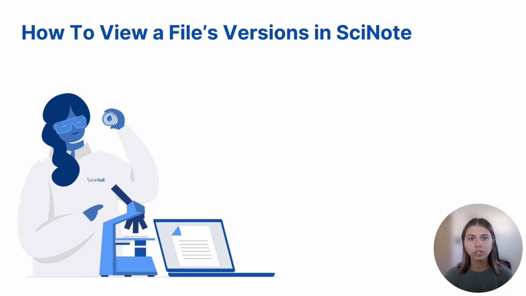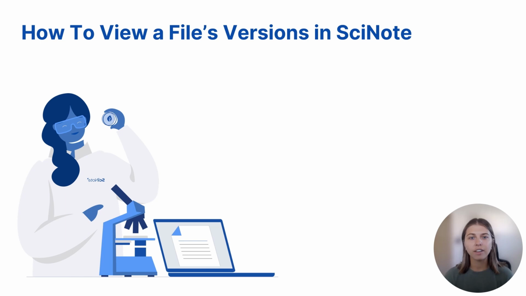How do you view a file's versions inside SciNote? If you're using the Validated or Platinum SciNote plan, you can easily view the version history of a file attached to a step, results, or inventory item. This feature helps you track changes and restore previous versions when needed.